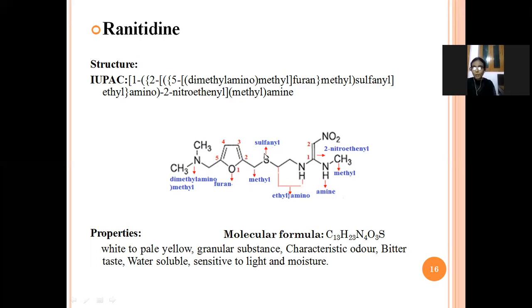So properties are, it is white to pale yellow with a characteristic odor, bitter in taste, and it is soluble in water and sensitive to light and moisture. So this drug should not be exposed to light and moisture.